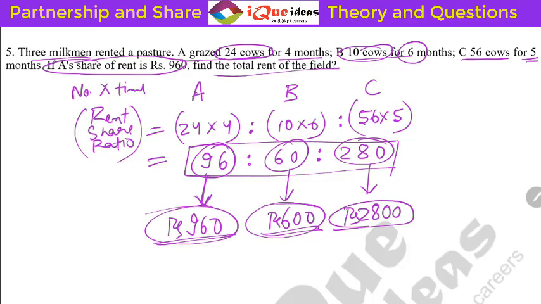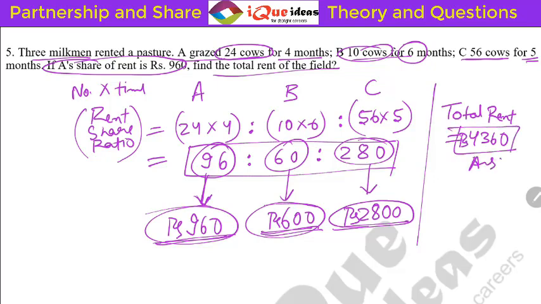The question is, find the total rent. Simply add them. So the total rent of this particular pasture in this particular question is 960 plus 600 plus 2800. Add normally. 9 and 6 is 15. 15 and 28 is 43. So 4360 rupees is the total rent in this question, and that's the answer.